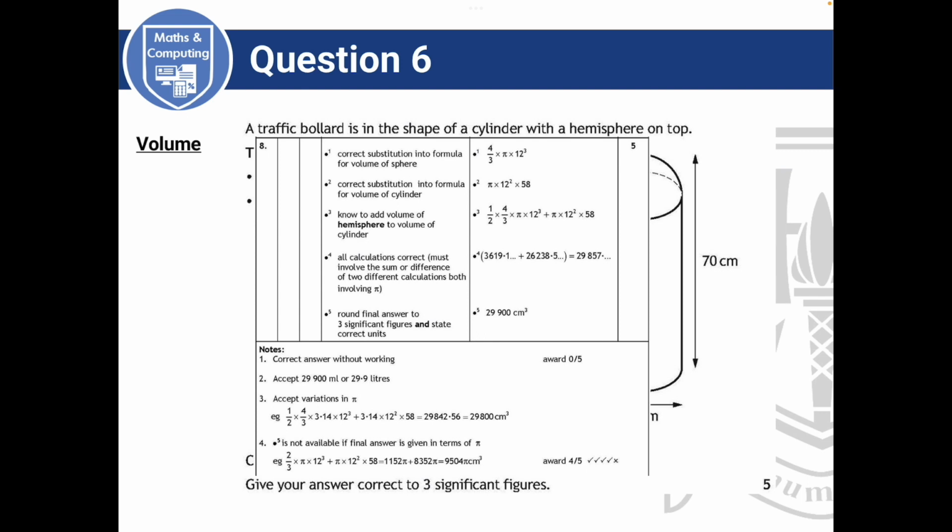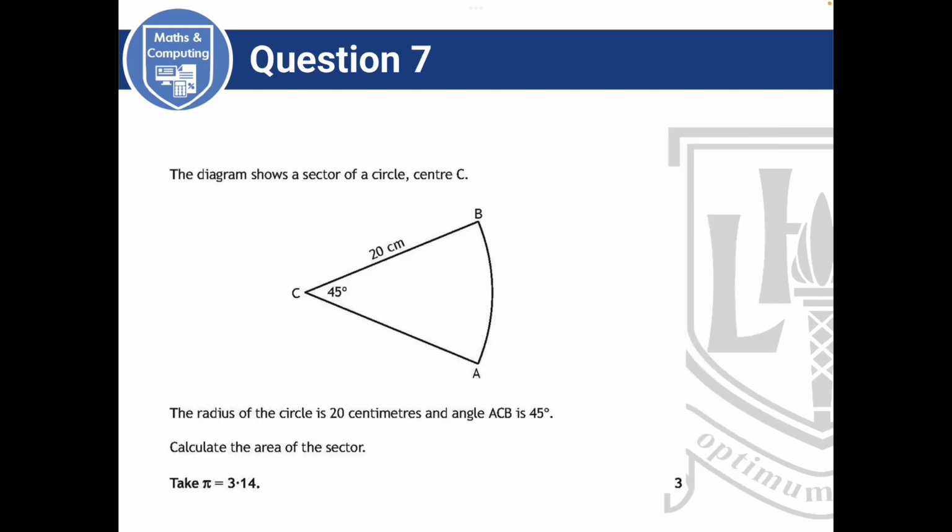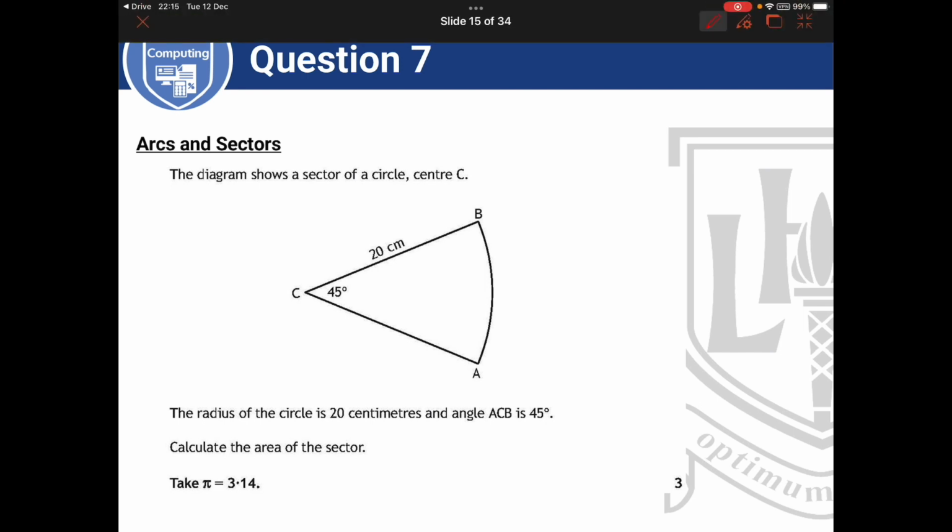Okay, next question. This one is an arcs and sectors question. This question is giving us some information and showing us a diagram. The radius of the circle is 20 and the angle in the centre is 45 degrees. Calculate the area of the sector. Take pi as 3.14. The reason it says that is that this is a non-calculator question.